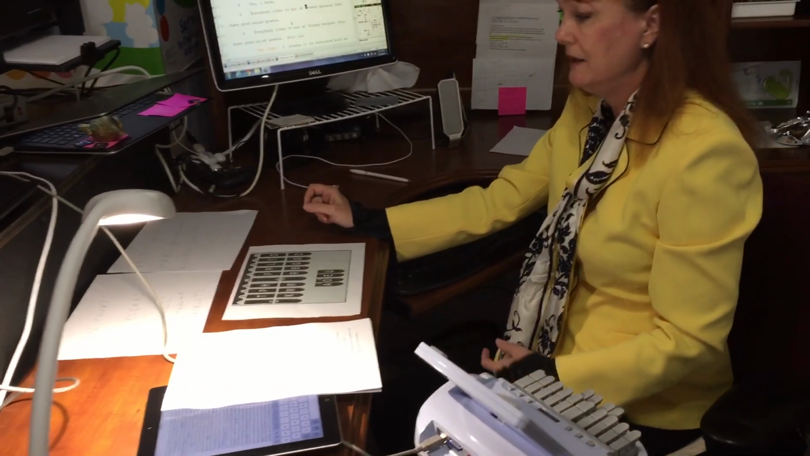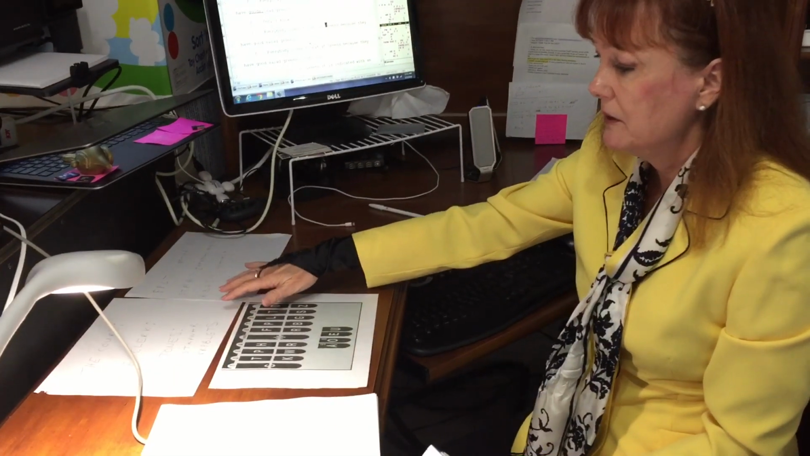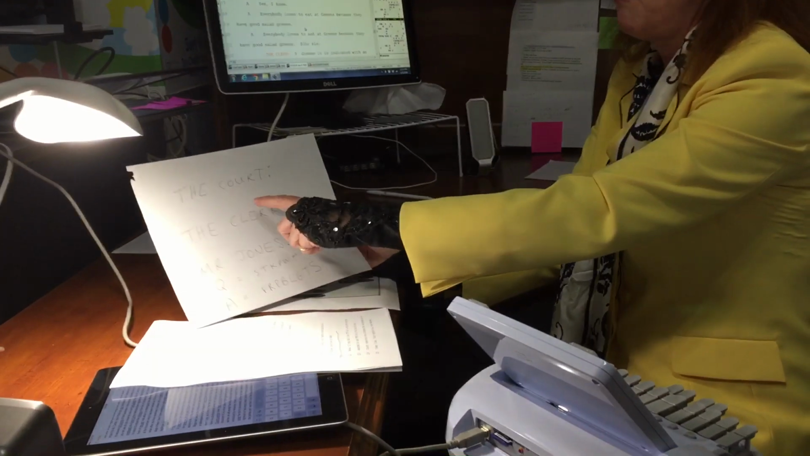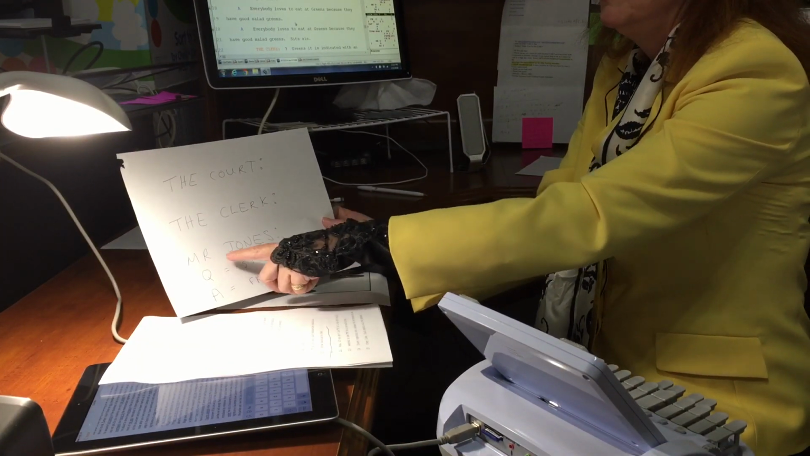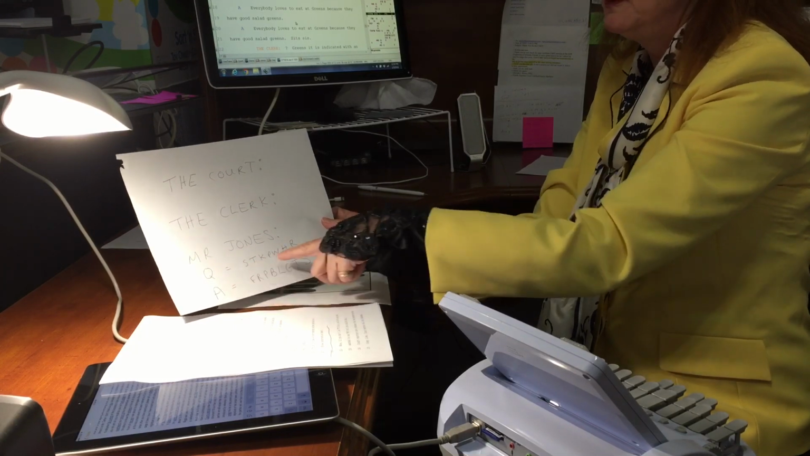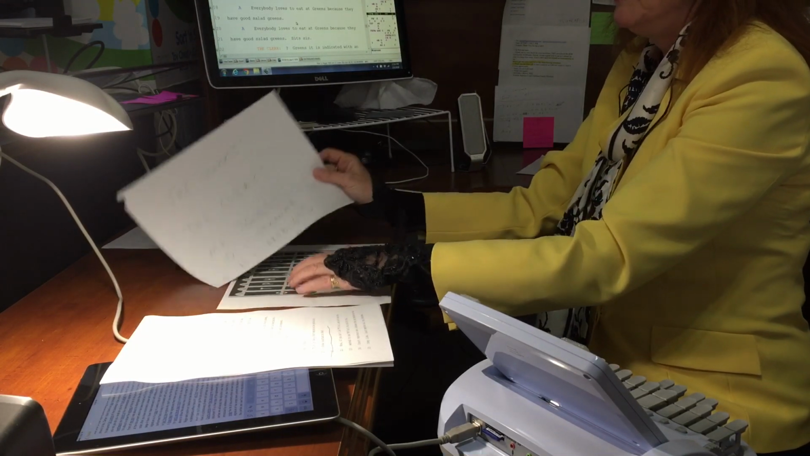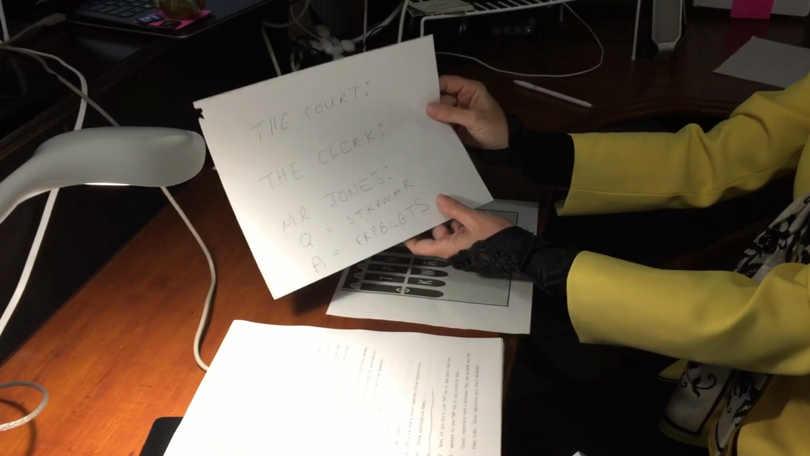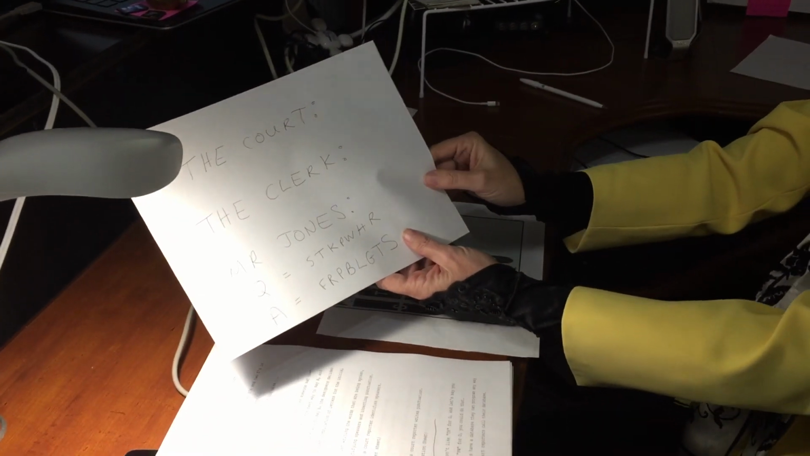Now, we're not just writing the words that are being spoken, but we're also identifying speakers, and we're putting in punctuation. I think this is the way the court looks in the transcript. The clerk, plaintiff's attorney, or Q. I write this side of the keyboard, A if it's a question and answer, and this side of the keyboard. So the court looks like this, and the clerk, I write like this.